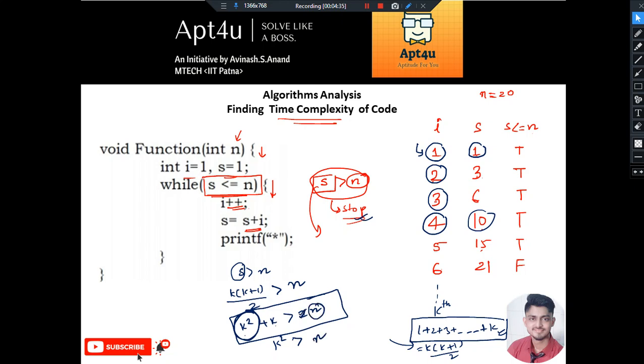So basically you will find that the time complexity is root n. Why root n? Because k square goes that side, it becomes root, right? So now k square is greater than n. So you get k of order root n, right? Because if you take the square that side, it becomes root n. So basically k becomes of order root n.